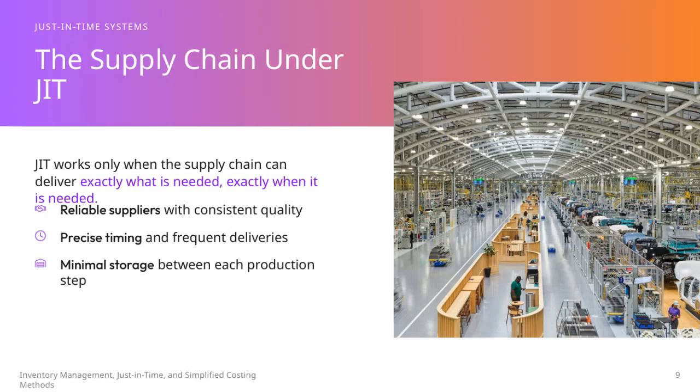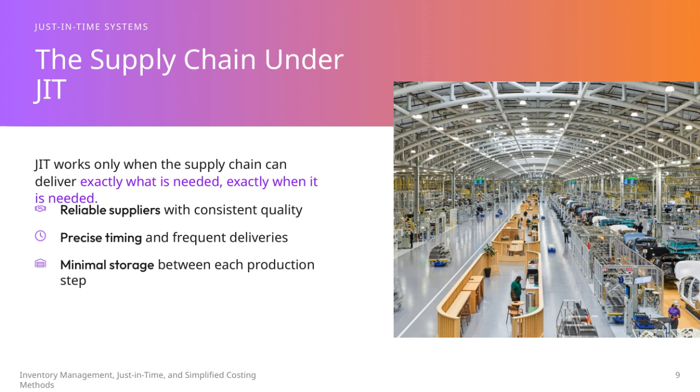Now, let's focus on just-in-time systems and how they impact the supply chain. The core idea behind JIT is that the supply chain must deliver exactly what is needed, precisely when it's needed. This requires a few critical components. First, suppliers must be reliable and able to consistently provide high-quality materials. Without that consistency, the whole system can break down.